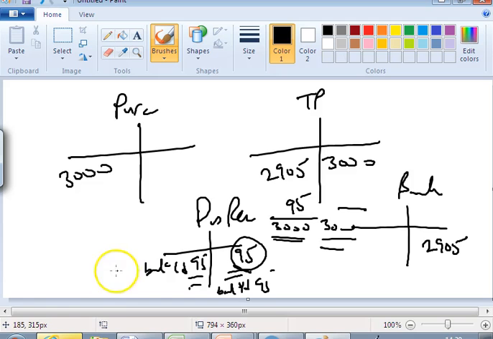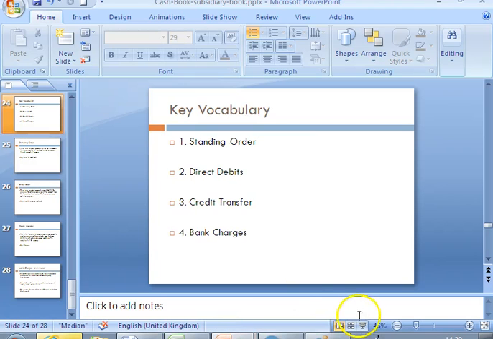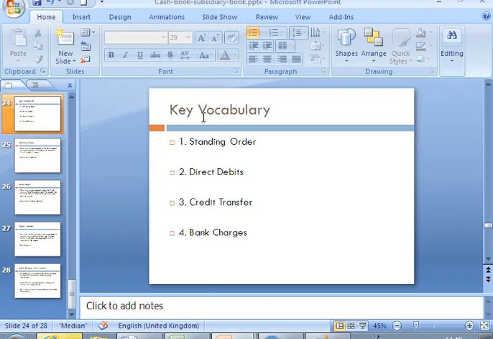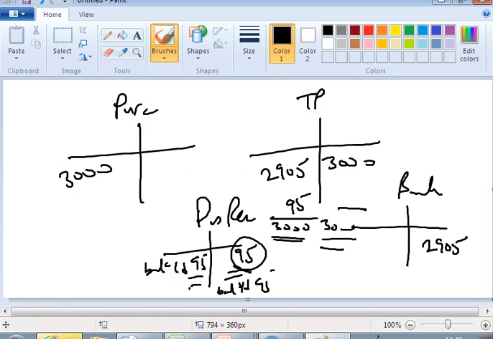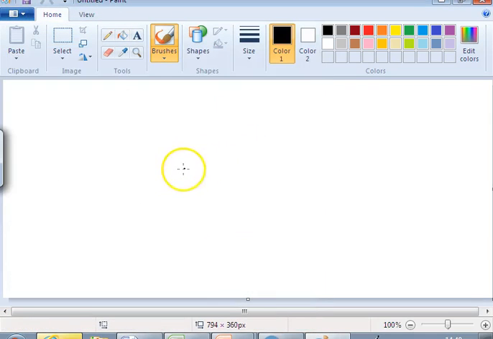A couple of things, just some theory. This is to do with some vocab here. A standing order. Say, for example, you pay a gas bill. A standing order is a situation where you say to your bank... So here we are. Here is you, your gas company, and your bank.